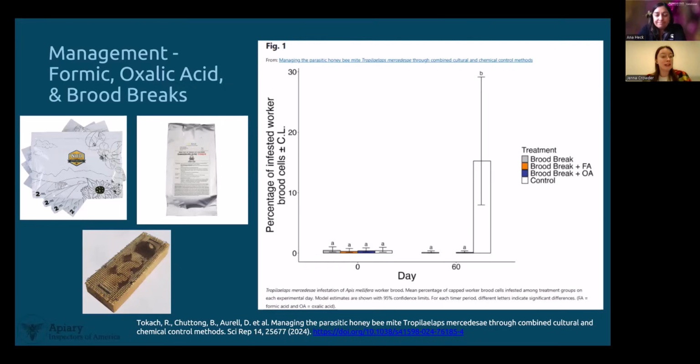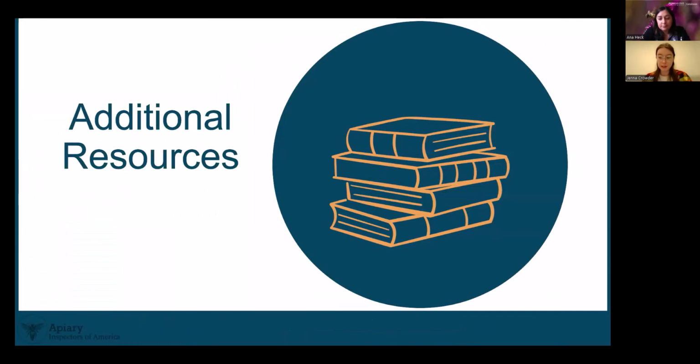So I really think more research is needed on what other management options there are chemically, culturally, perhaps in looking at hygienic behavior. We know that bees can have hygienic behavior for varroa mites, so what about tropy? This is a very new area of research, so there's not a whole lot out there. But right now, the promising stuff is formic and oxalic in combination with brood breaks.